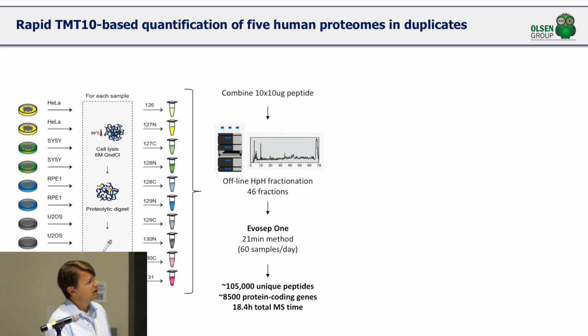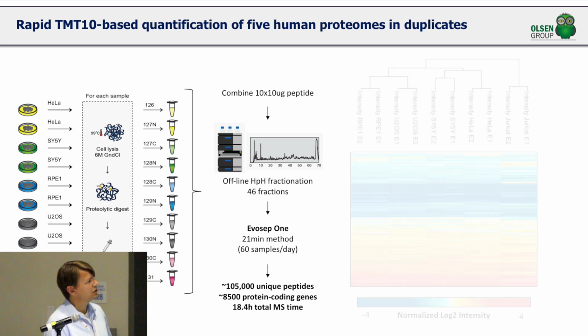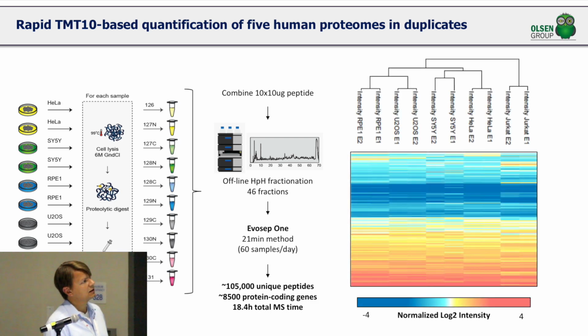And we could see that we identify more than 100,000 unique peptides or more than 8,500 protein coding genes that we could then very nicely quantify, and directly see how all the cell lines compare to each other. So this seems to be a very efficient method to look at up to 11 different conditions in just 18 hours of analysis time.